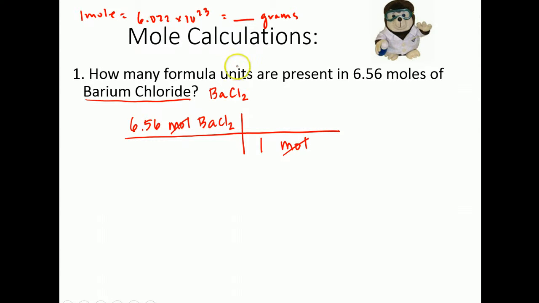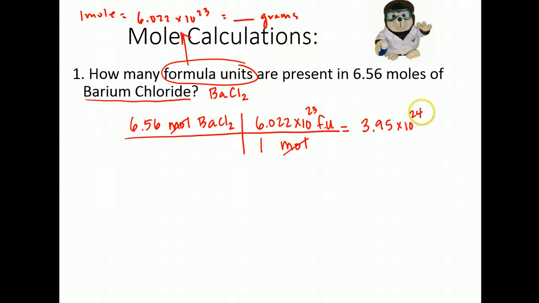Now we want to change it to formula units, and formula units is a type of particle, which means we need to use Avogadro's number. So 6.022 times 10 to the 23rd formula units, and then we just need to crunch it out on our calculator. Everybody should be calculating these right along with me. 6.56 times 6.022 times 10 to the 23rd, and if we round it to 3 significant figures, we would get 3.95 times 10 to the 24th.